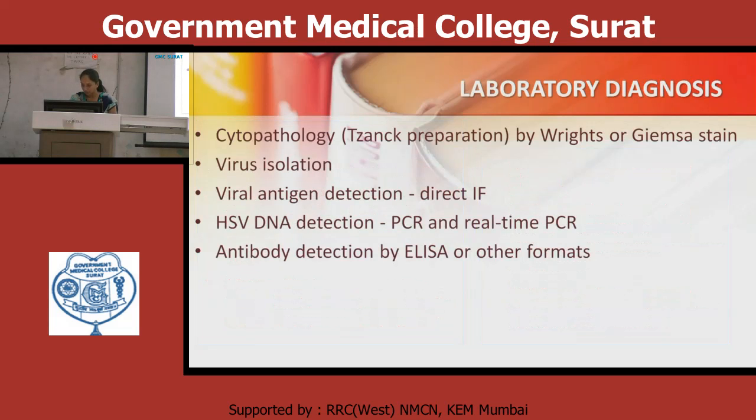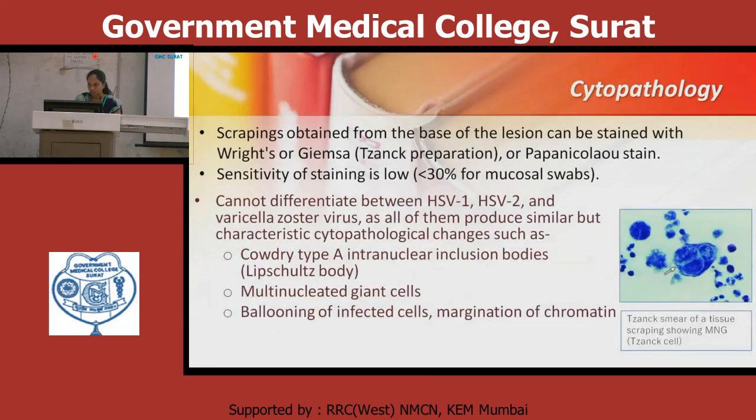Lab diagnosis. By Wright's or Giemsa stain, cytopathology by Tzanck smear preparation. Virus isolation, viral antigen detection by direct immunofluorescence test, HSV DNA detection by PCR and real-time PCR, antibody detection by ELISA or other formats. We will see cytopathology. The figure shows a Tzanck smear of tissue scraping showing Tzanck cells. That is bluish in color.